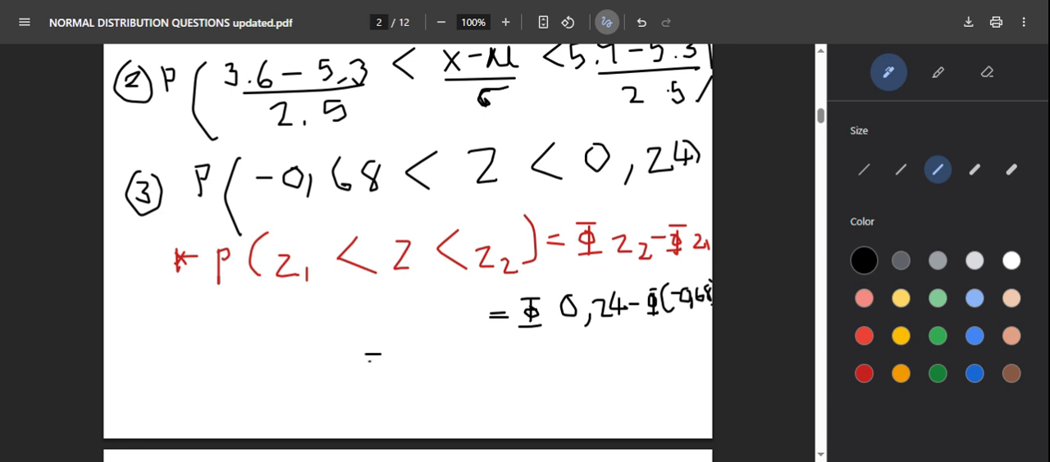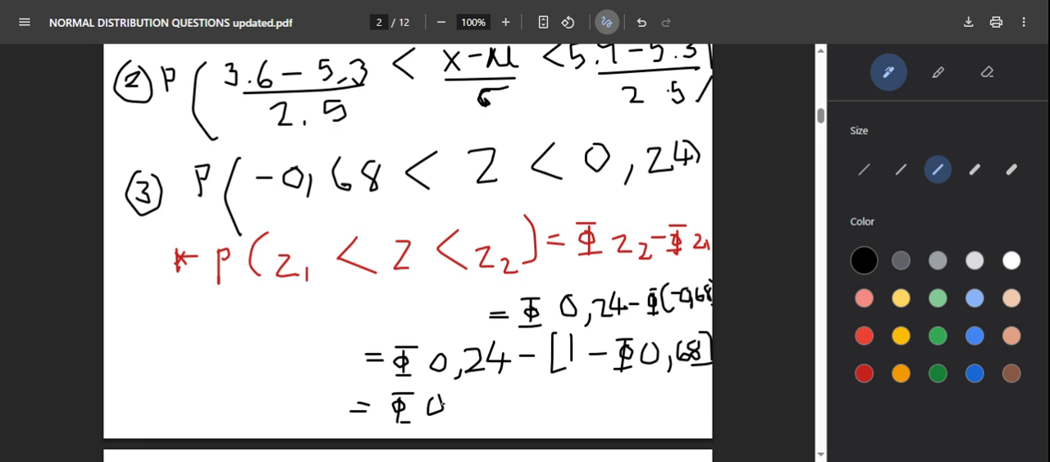Now it then reduces to phi of 0.24 minus, what did we say about phi of a negative number? It becomes 1 minus phi of 0.68. So now this is phi of 0.24 minus 1 plus phi of 0.68. Now let us go to the normal distribution table.